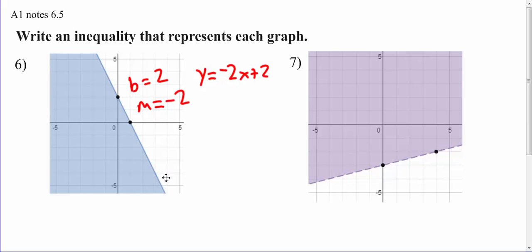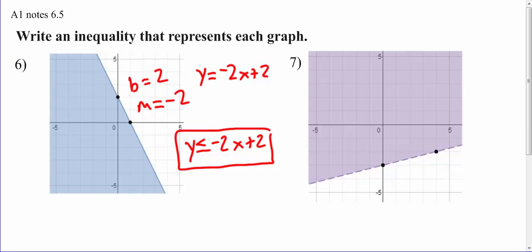But this isn't an equation, no. It's not just a line. It's a shaded graph. It's an inequality. We need to actually change that equal sign. So then the question becomes, are we shading above or below? And is our line solid or dashed? So in this particular example, it would be y is less than, because it's shaded below, or equal to, because the line is solid, negative 2x plus 2. So again, start by finding the line and then just change it.